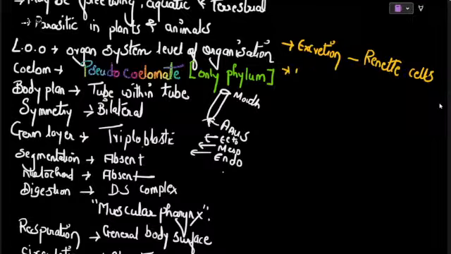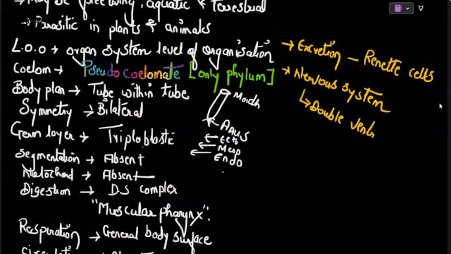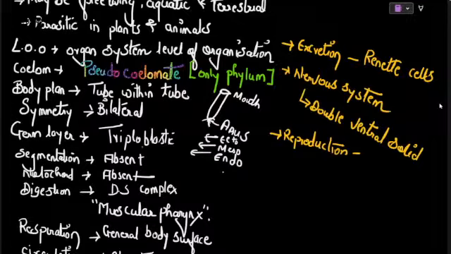The next point is the nervous system. The nervous system is a double ventral solid nerve cord. What about reproduction? So reproduction, they are unisexual, correct? Sexes are separate, so they are unisexual.